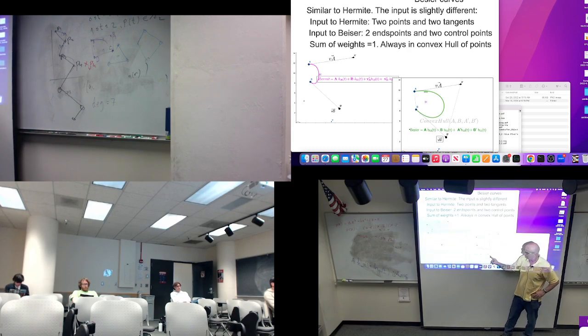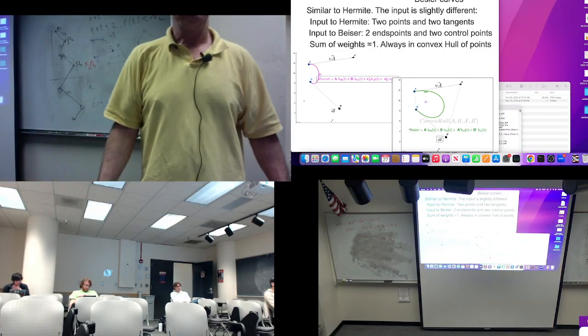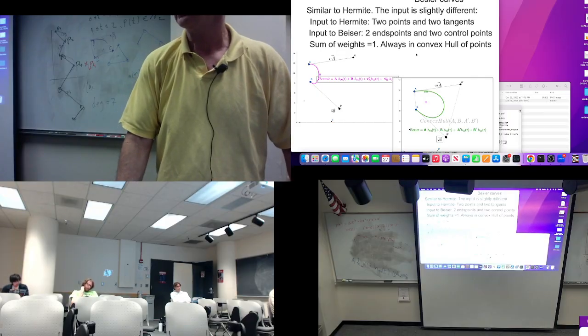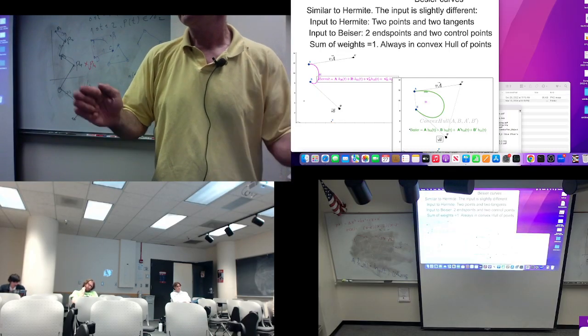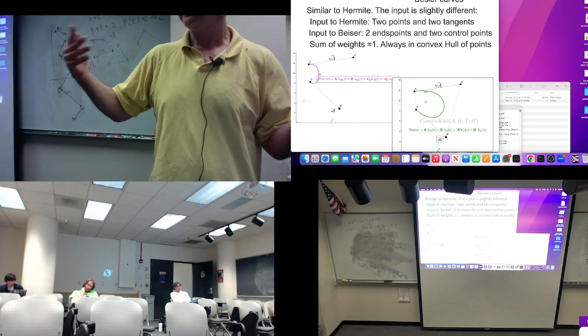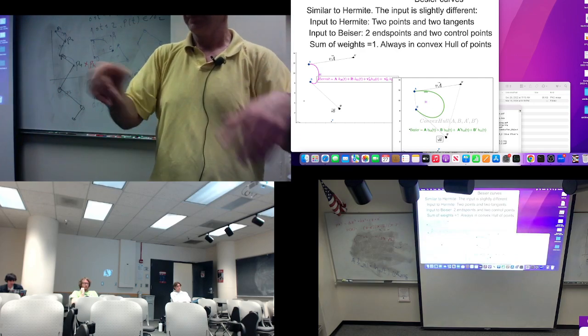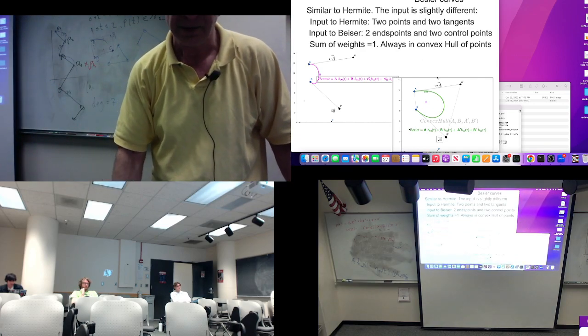A nice property of Bezier: with A prime and B prime, the curve is inside the convex hull of these 4 points. So again, if it's a spline, it follows all of them. Always inside the convex hull of these 4 points, and Bezier and Hermite are quite related. You just use the vector from A to A prime. That's the vector that Hermite looks for, just with a third of the length, and similarly for the second vector.